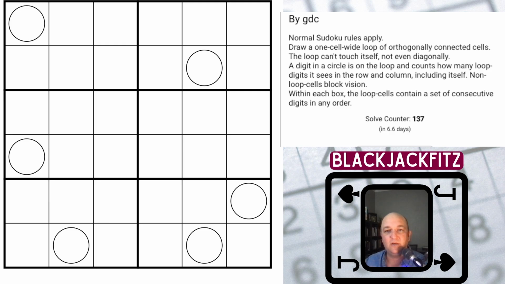We're going to draw a 1 cell wide loop of orthogonally connected cells. The loop can't touch itself, not even diagonally. A digit in a circle is on the loop and counts how many loop digits it sees in the row and column, including itself. So this is like the zipper loop where I think you use circles in that regard too. That was cool. Okay, so a digit in a circle is on the loop and counts how many loop digits it sees in the row and column, including itself. Non-loop cells block vision.